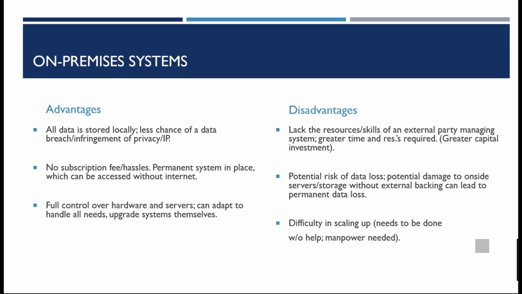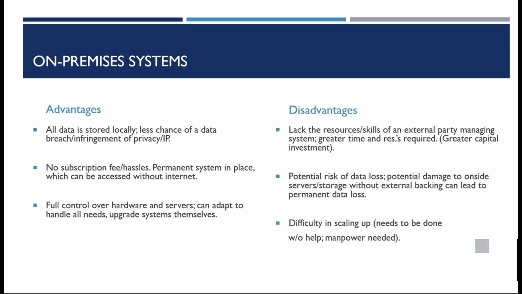However, with an on-premises system, there's no subscription fee or hassle. There's a permanent system put in place, which can be accessed without the internet. But it also means there's a potential risk of data loss: damage can lead to on-site servers or storage, without external backing, losing all of their data permanently. On the other hand, there's full control over hardware and servers. They can adapt to handle all the needs of the organization, and they can upgrade systems at their own convenience. But that said, there's also difficulty in scaling up, and it needs to be done without any help. So a lot of manpower and a lot of resources are needed.